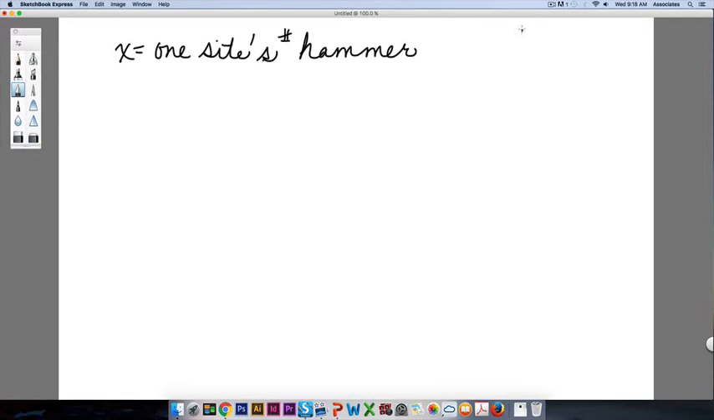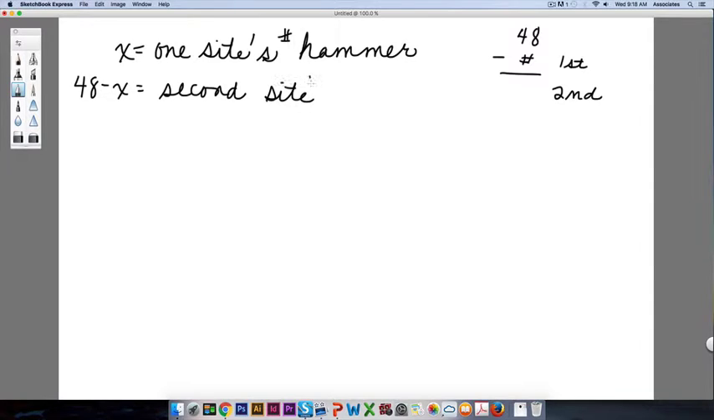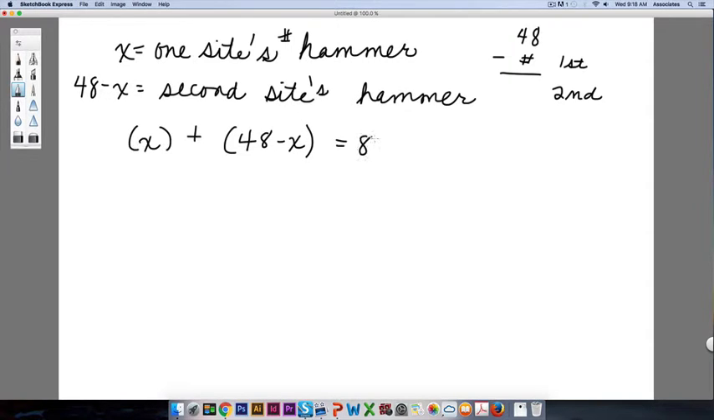How I was getting that is I was taking 48 minus the number of hammers at the first site, giving me the number of hammers at the second site. So that's what I'm going to do here. Then 48 minus X equals the second site's hammers. Now they told me that there were a total of 80 hammers. So that'll be X is one site, 48 minus X is the other site, and it equals 80.